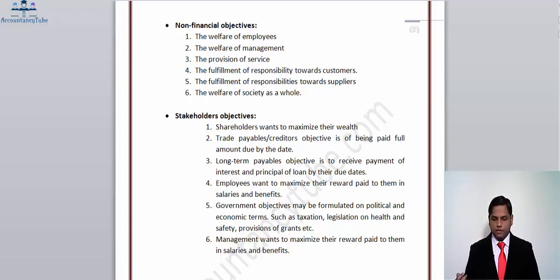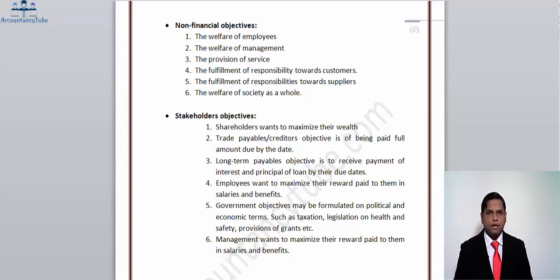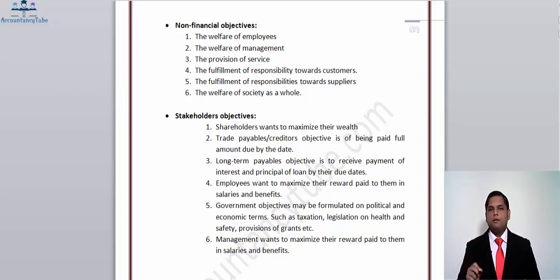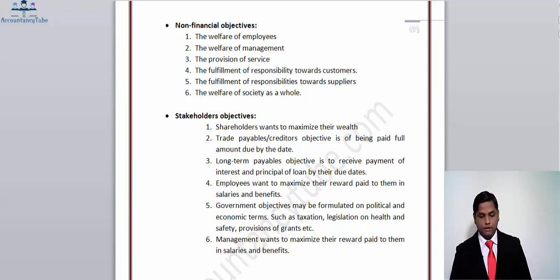After that, we got trade payables. Their objective is being paid in full amount on the due date. As I've just told you, short-term suppliers' objective is to get paid on time from their customer, that is our company. After that, we got long-term payables. These mostly involve bank loans, so they want their finance costs to be paid on time. At the same time, they want their principal to be paid steadily, and this can only be achieved if the company is profitable for the foreseeable future.